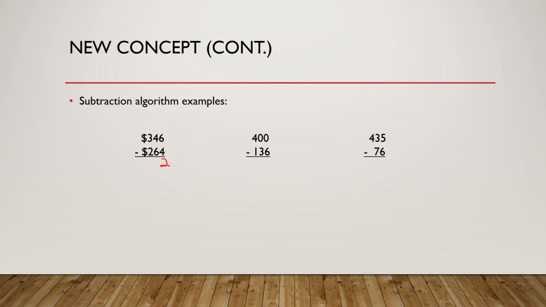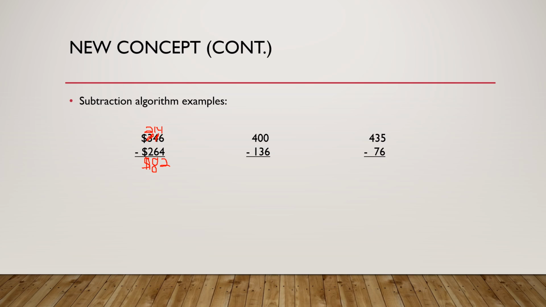Now we look at the tens place, and as you can see, we have a 4 minus 6. We know we can't take a bigger number away from a smaller number. So like I said in the previous slide, we're going to borrow from our 3. So we'll cross that 3 out and make it a 2. And then we're going to add 10 and make this 14. 14 minus 6 is 8. And 2 minus 2 is 0, so I'm just not going to write anything there. And I'll put my dollar sign, and you can see the answer is $82.